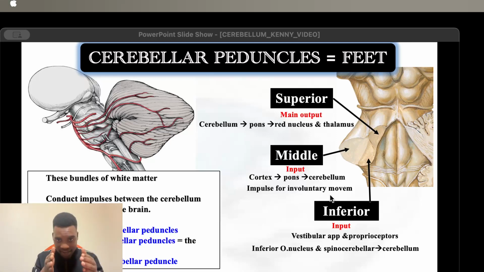If you want to enter into the cerebellar system, you will either enter through the middle cerebellar peduncle or the inferior cerebellar peduncle. It depends on where you come from. But if you want to enter into the cerebellum, you will require one of these two input pathways.